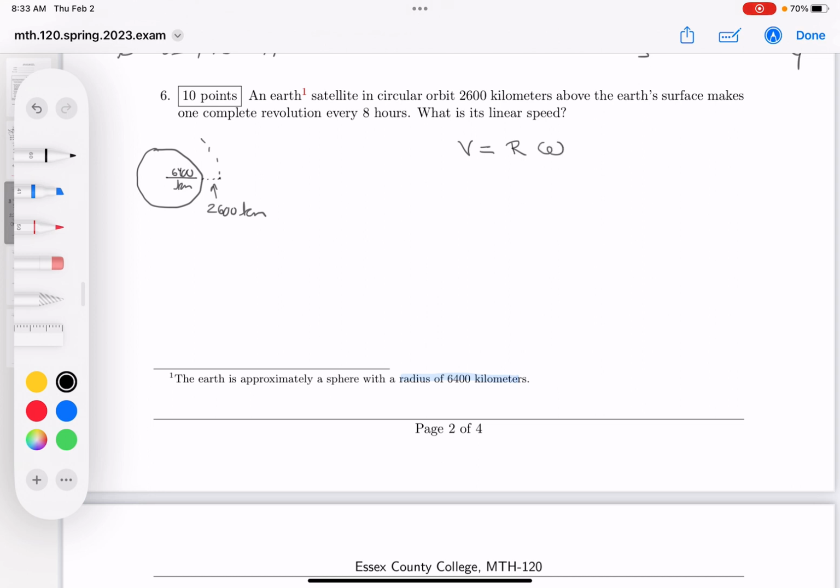All right. I don't know the linear speed, by the way. I do know the radius, though. And the radius for this over here is 6,400 plus 2,600 kilometers. What's that going to give you? Let's see, 9,000 kilometers.